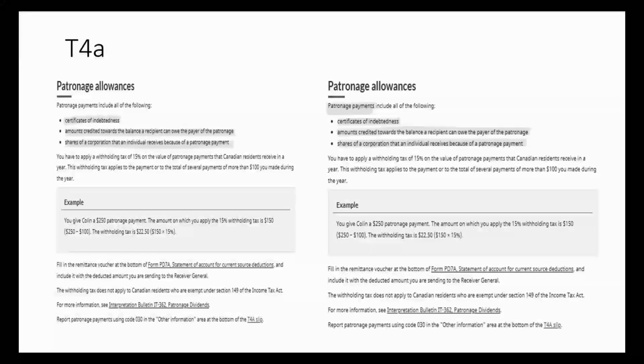This withholding tax applies to the payment, or to the total of several payments, of more than $100 you made during the year. Patronage payments include the following: certificates of indebtedness, amounts credited towards a balance a recipient can owe the payer of the patronage, and shares of a corporation that an individual receives because of a patronage payment. Again, this has to do with patronage allowances.